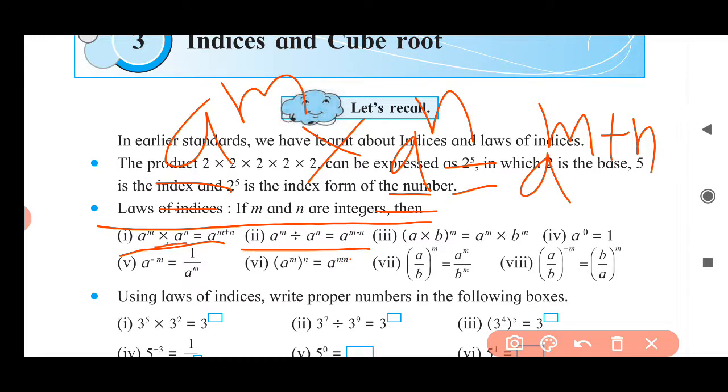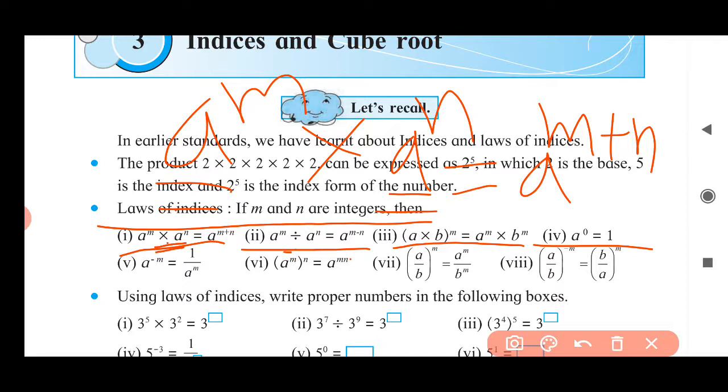Here in multiplication the base is the same and the indices are added. Here in division the base is the same and the indices are subtracted, m minus n. Then the third law: a into b raised to m is equal to a raised to m multiplied by b raised to m. Fourth one, a raised to 0 is equal to 1. Any base raised to index 0 is equal to 1.